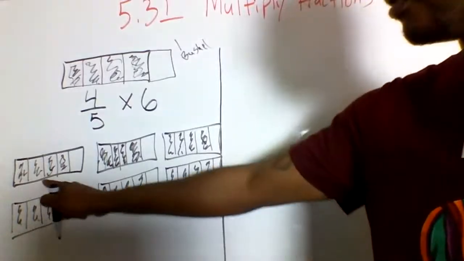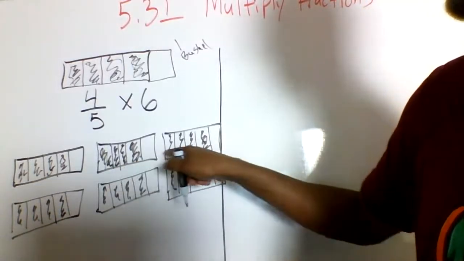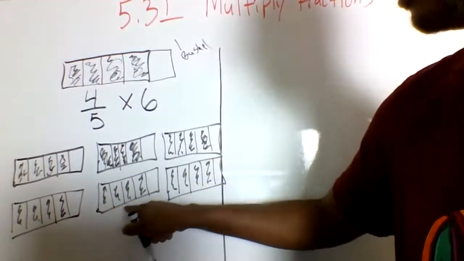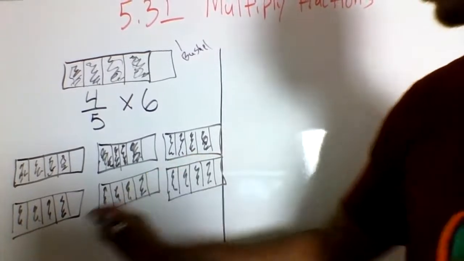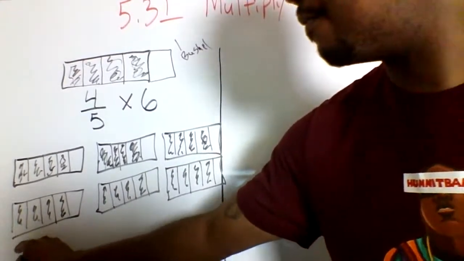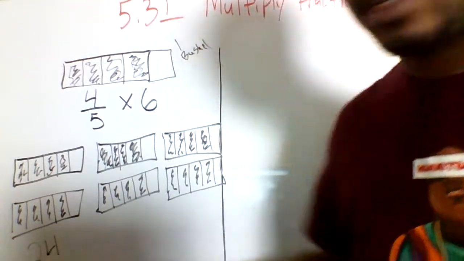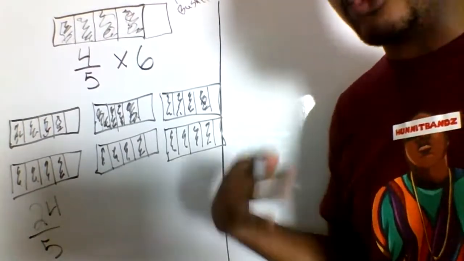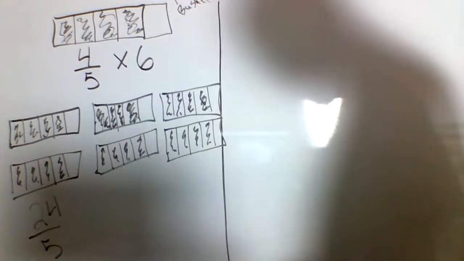All right. You see 1, 2, 3, 4, 5, 6, 7, 8, 9, 10, 11, 12, 13, 14, 15, 16, 17, 18, 19, 20, 21, 22, 23, 24. You see 24 fifths. All right. It's all spaced out. But when you put it together, you're going to reduce it and you'll see the answer.